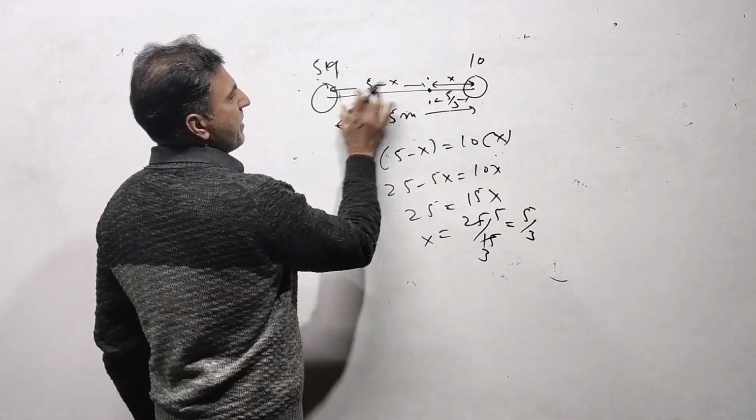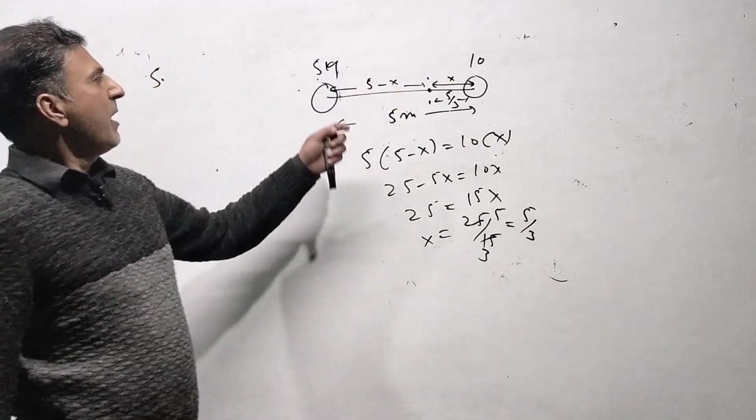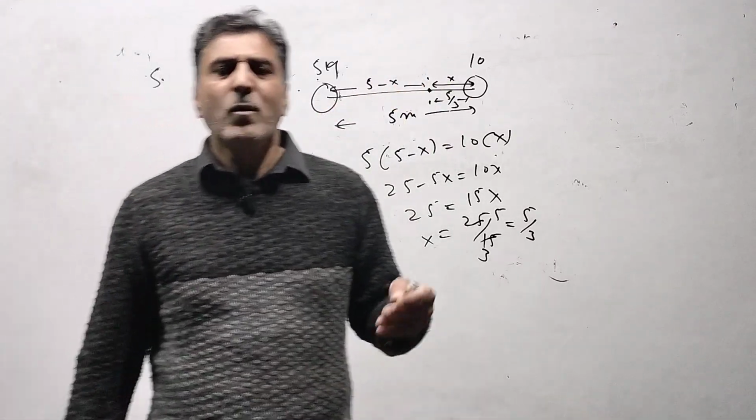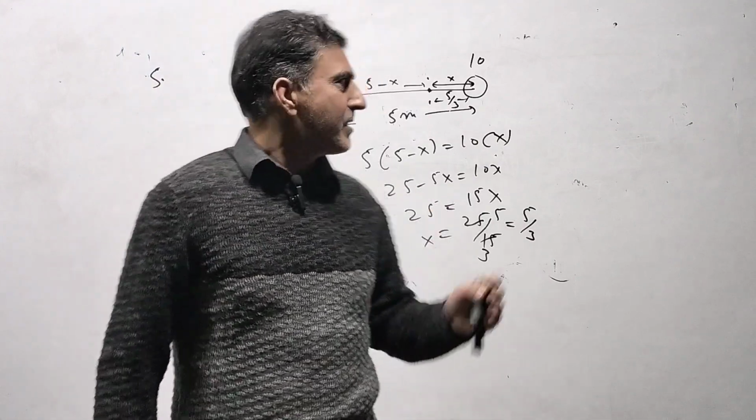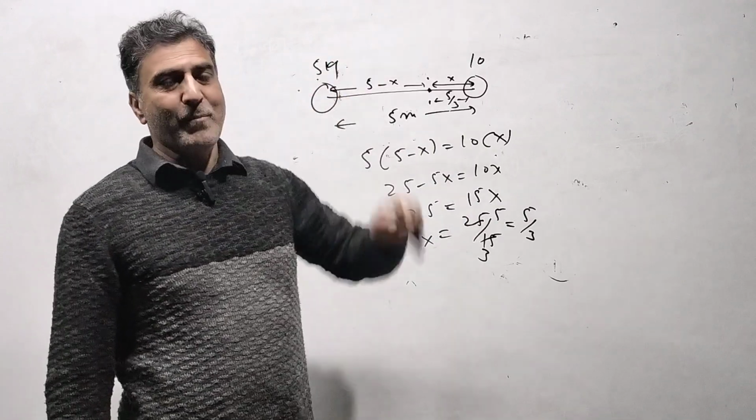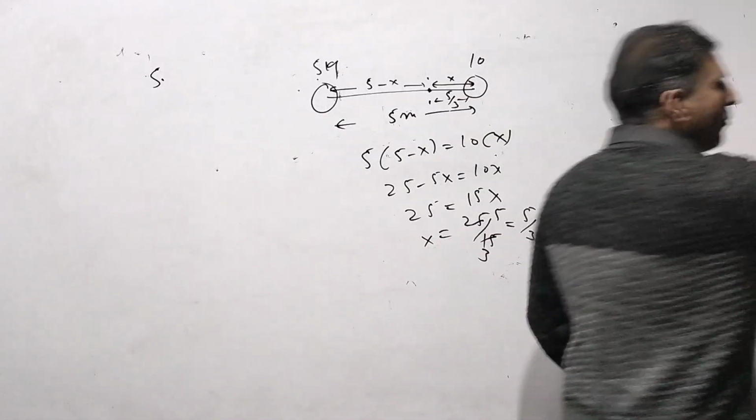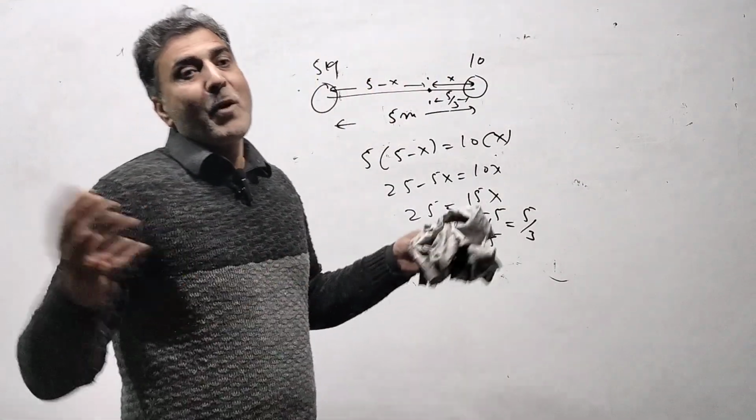And you can also find the remaining distance, 5 minus 5 by 3. You can find where the center of mass is located, how far it is from the larger mass side, or even from the smaller mass side. Okay, now let me go to how to locate the center of mass of a multi-body system.